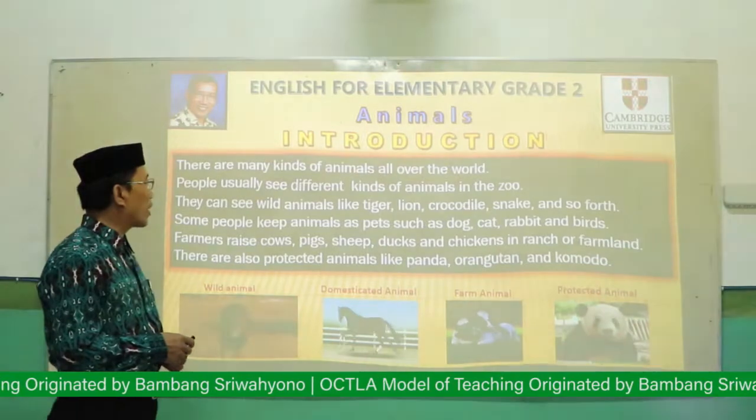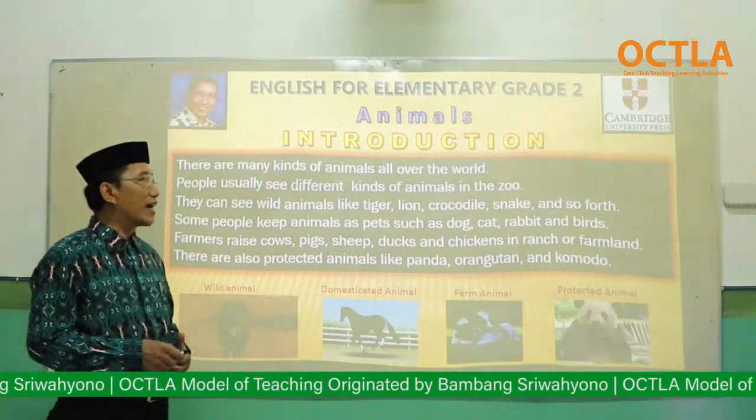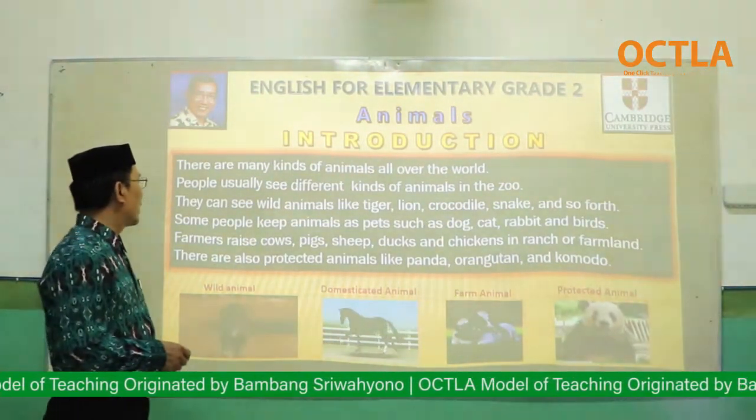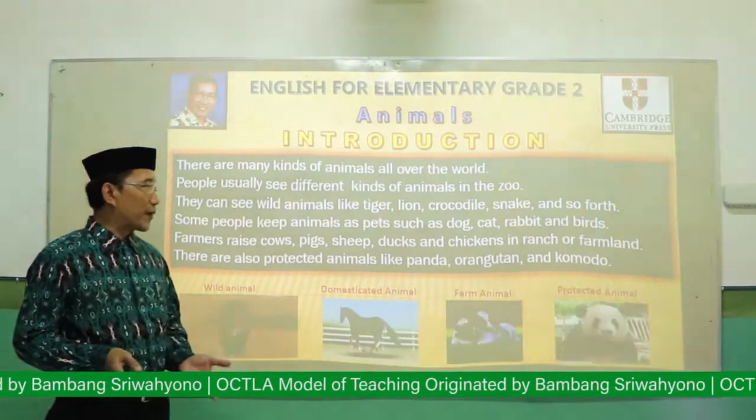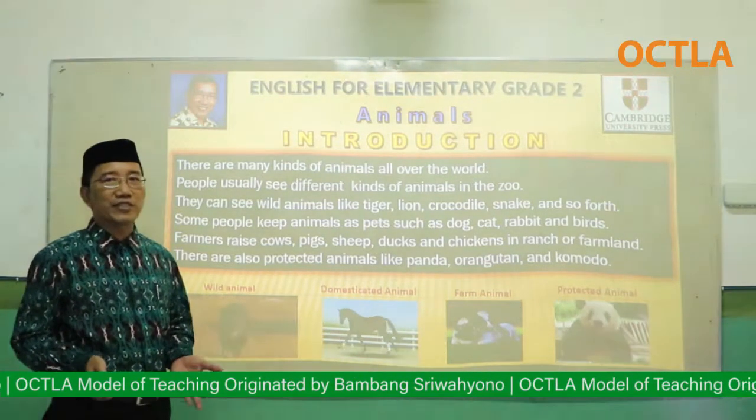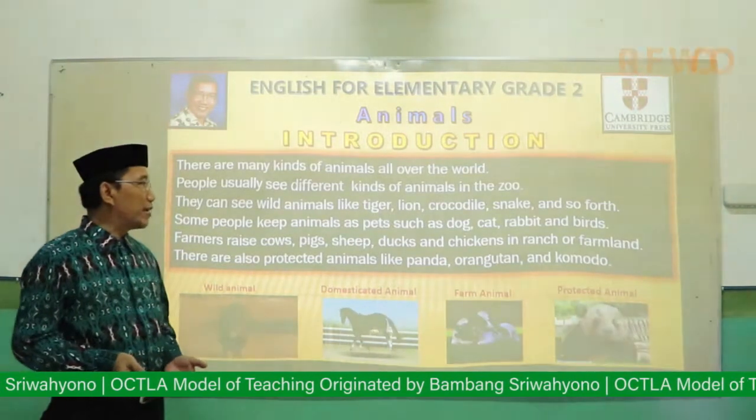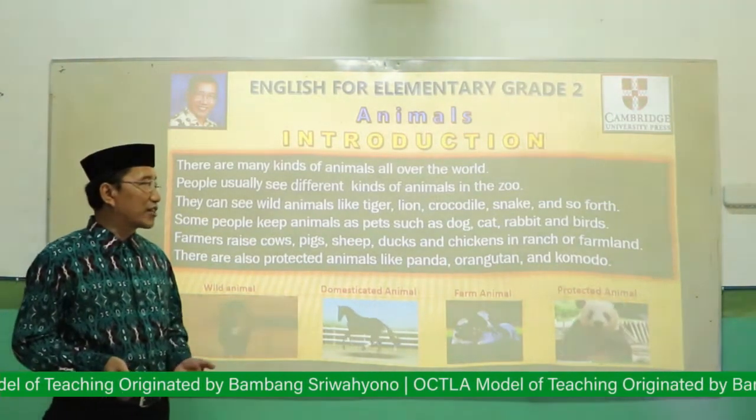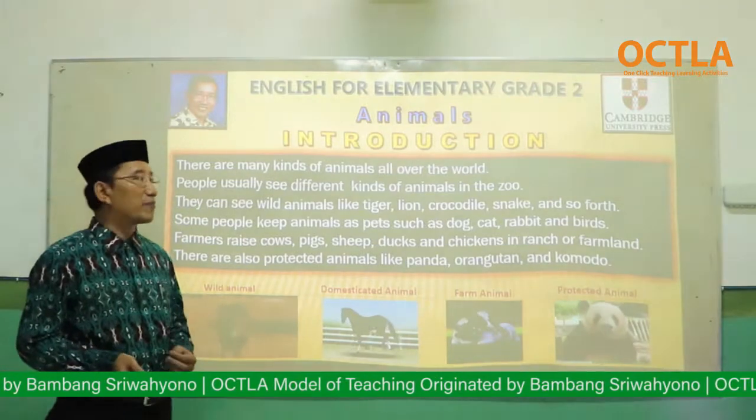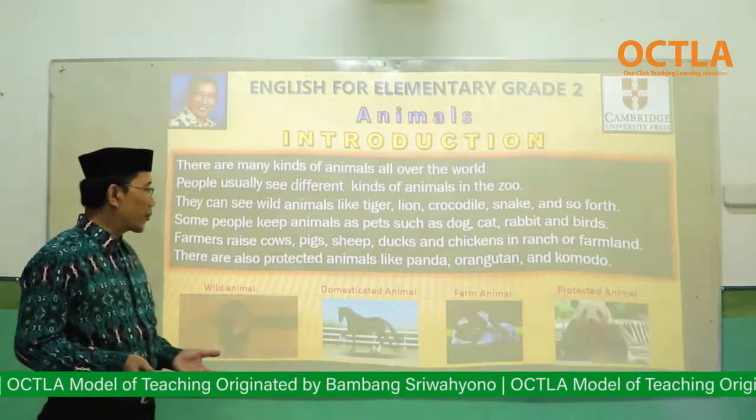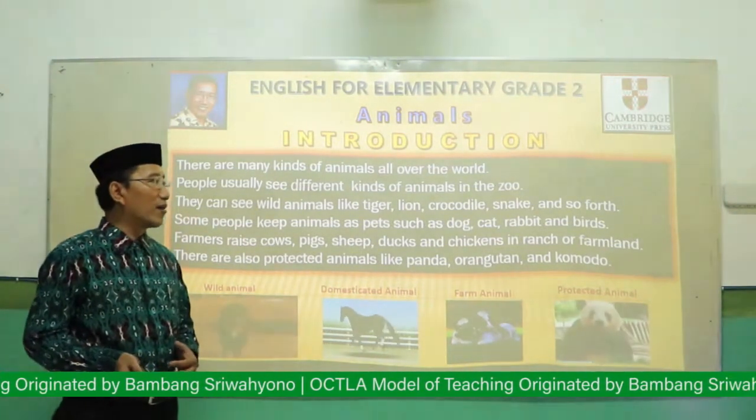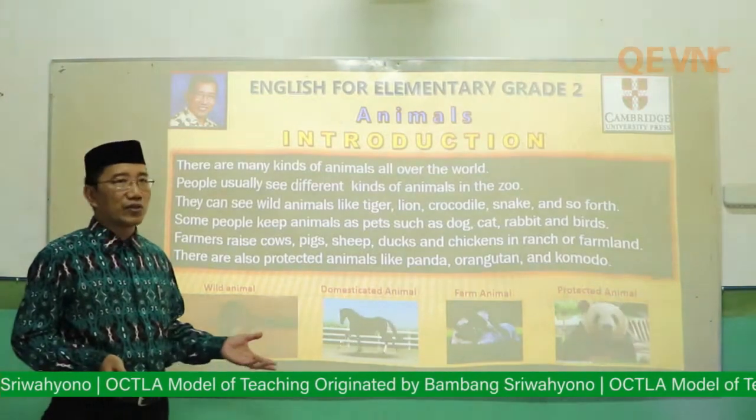They can see wild animals like tiger, lion, crocodile, snake, and so forth. Some people keep animals as pets, such as dogs, cats, rabbits, and birds. Farmers raise cows, pigs, sheep, ducks, and chickens on their farmland. There are also protected animals like panda, orangutan, and komodo.